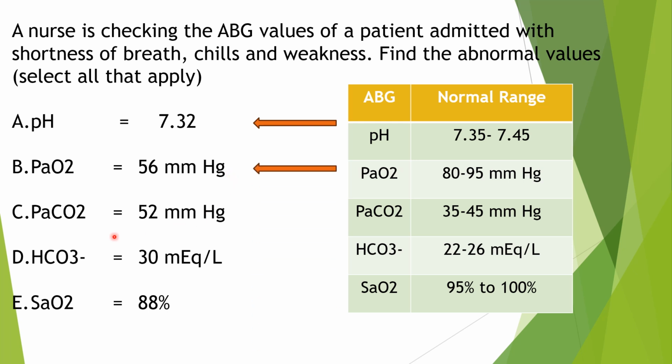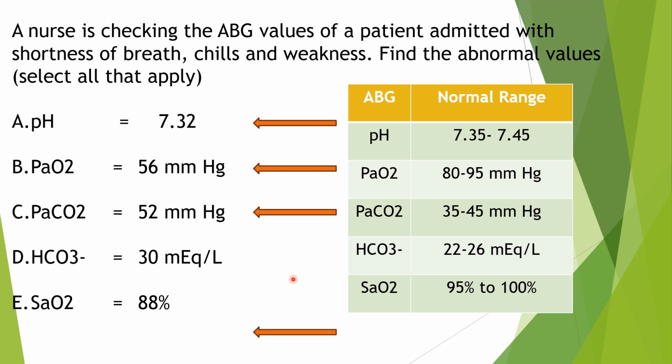The next value, partial pressure of carbon dioxide, should be within the range 35 to 45 mm of Hg, but here it is more. The carbon dioxide level is more, that is 52 mm of Hg. So that is also abnormal. The fourth one, the bicarbonate. Bicarbonate also has increased. It should be within the range 22 to 26 milliequivalents per liter, but it is 30 milliequivalents per liter in this patient.